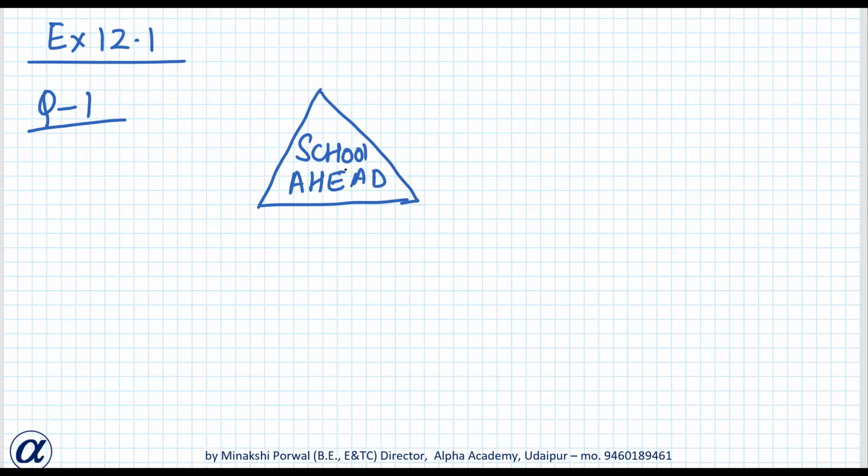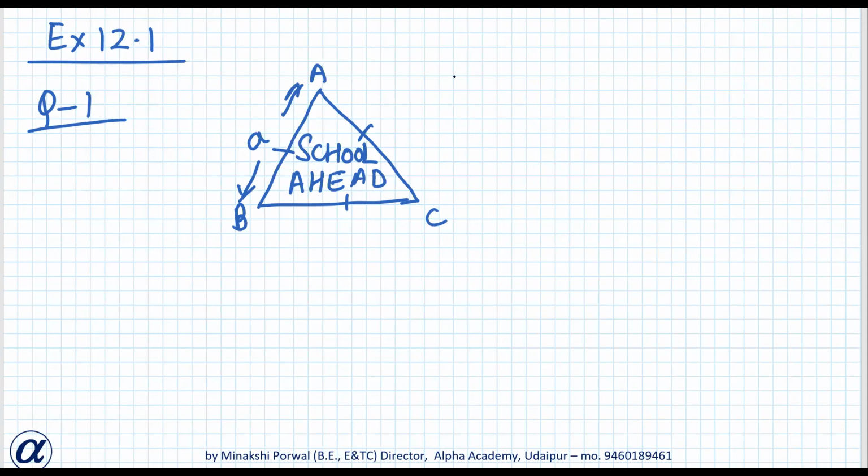Basically there is a board on which it is written school ahead. It is an equilateral triangle. Equilateral triangle means all three sides are equal and all angles are equal. The length of the side is given by a. Find the area of the signal board using Heron's formula. If the perimeter is 180 centimeter, what will be the area of the signal board?